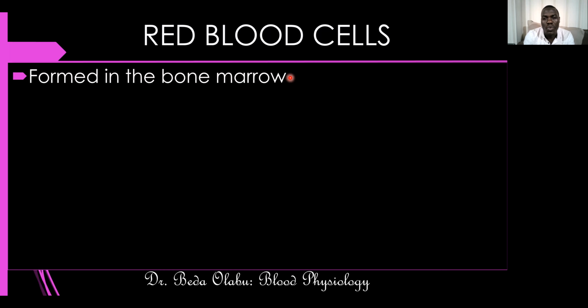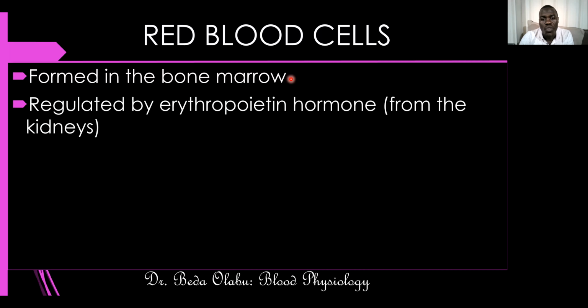When you talk of hemopoiesis, you mean blood formation. When you talk of erythropoiesis, you're specifically referring to red blood cell formation. For bone marrow to produce red blood cells, it needs a stimulant. The stimulant here is the hormone erythropoietin. Erythropoietin is produced by the kidneys.